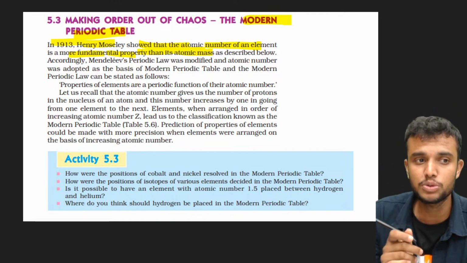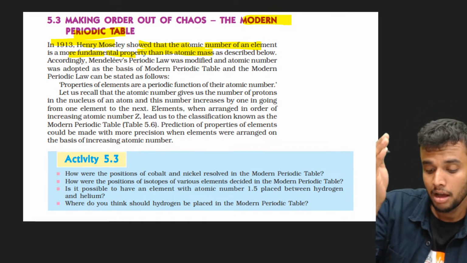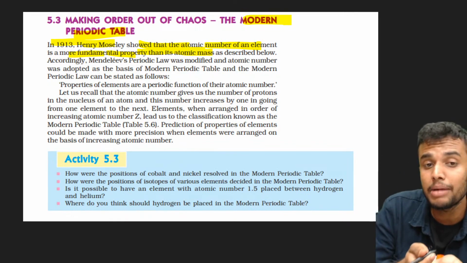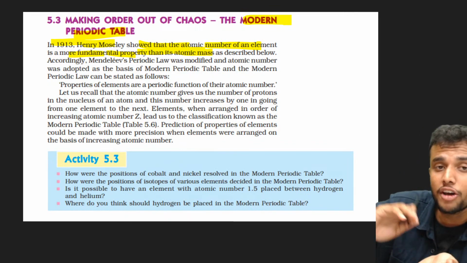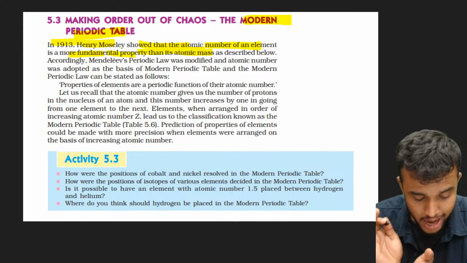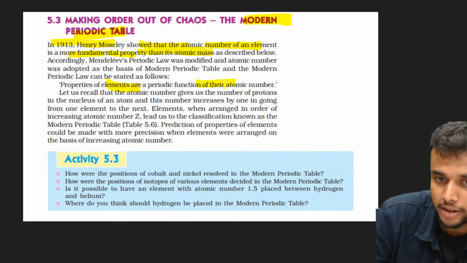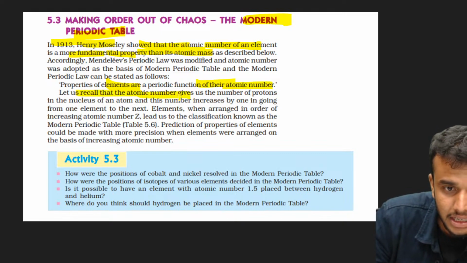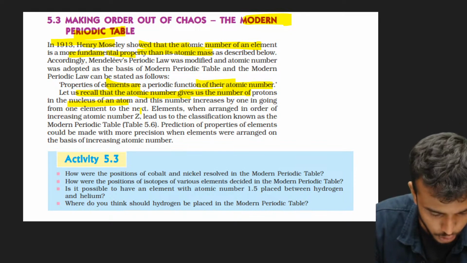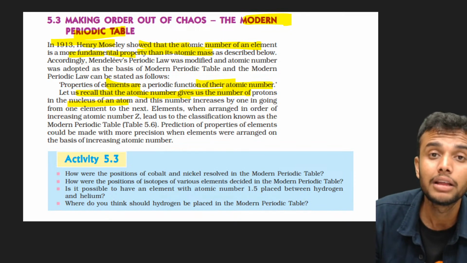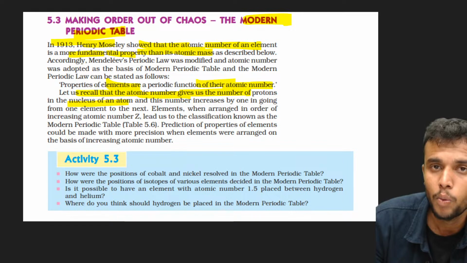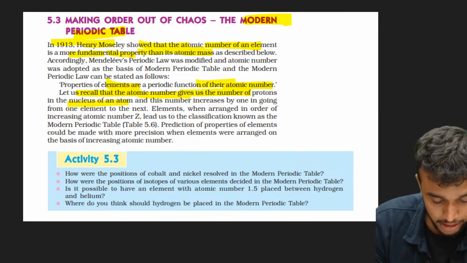He arranged the elements according to the increasing order of their atomic number. This is very important. He took properties as a periodic function of their atomic number. Let us recall that atomic number gives the number of protons in the nucleus of an atom. What is atomic number? Atomic number is nothing but the total number of protons present in an atom.